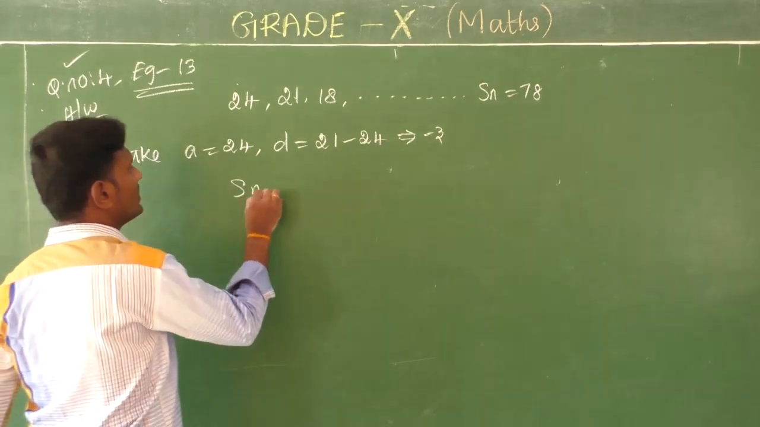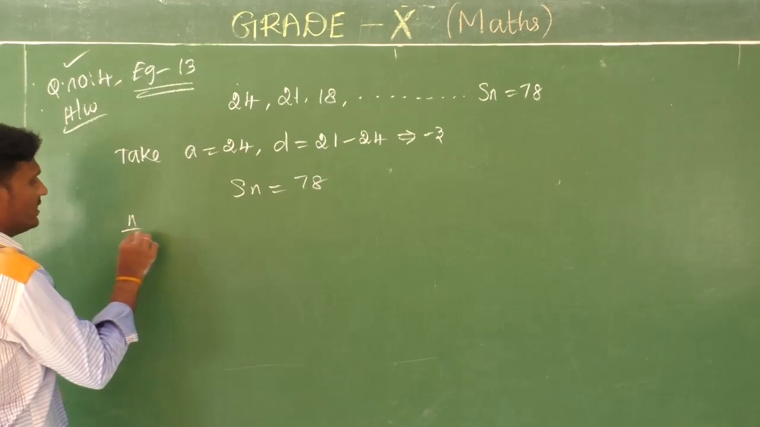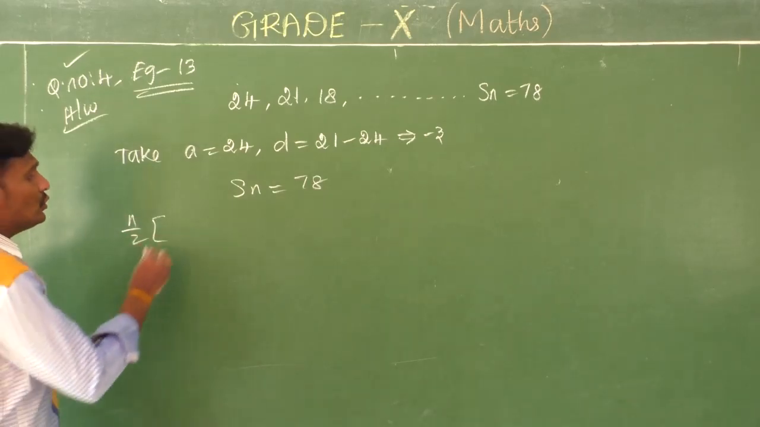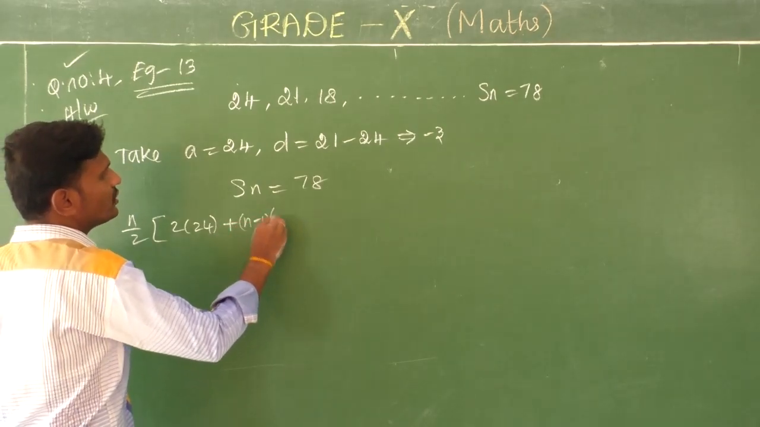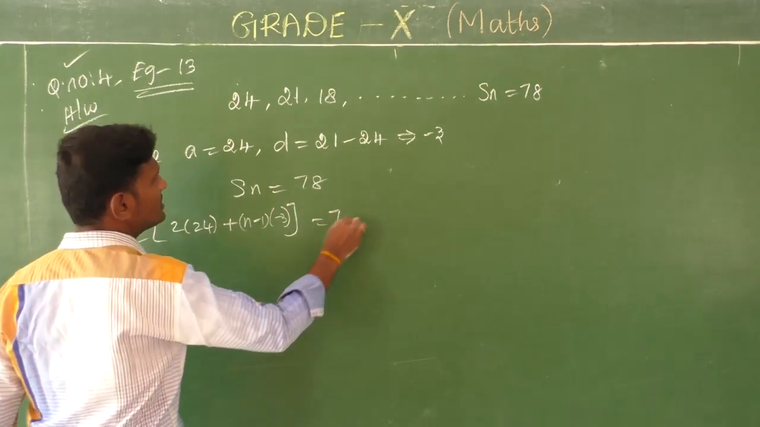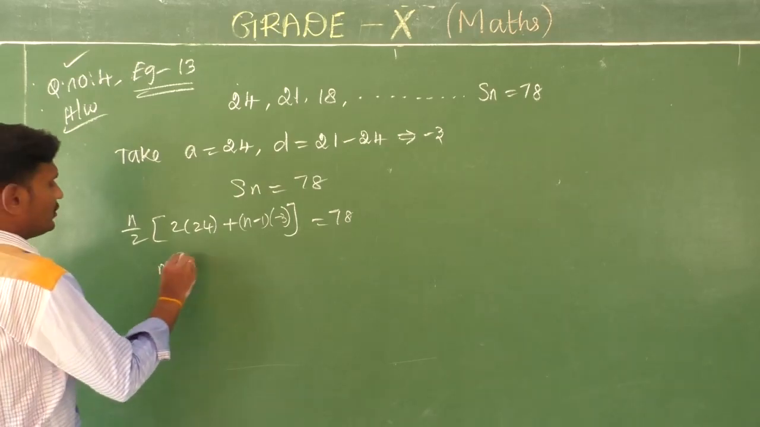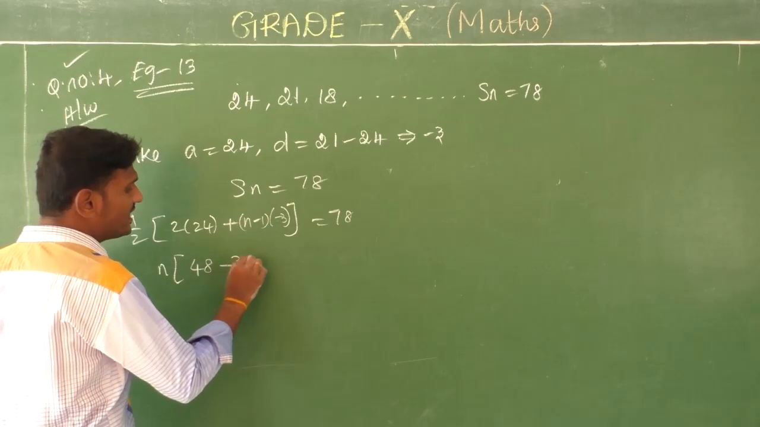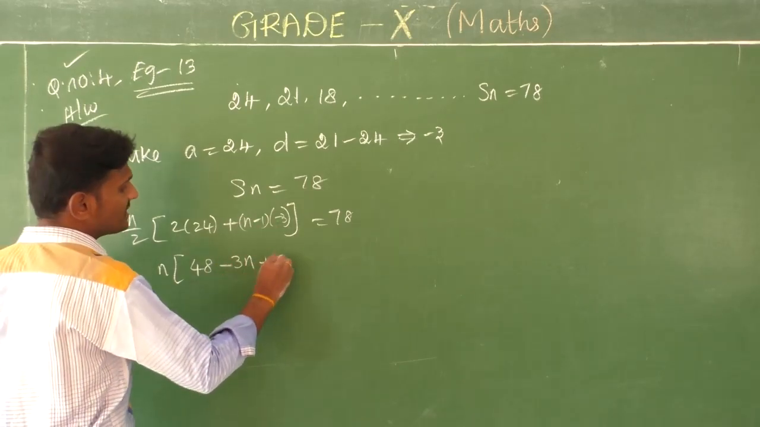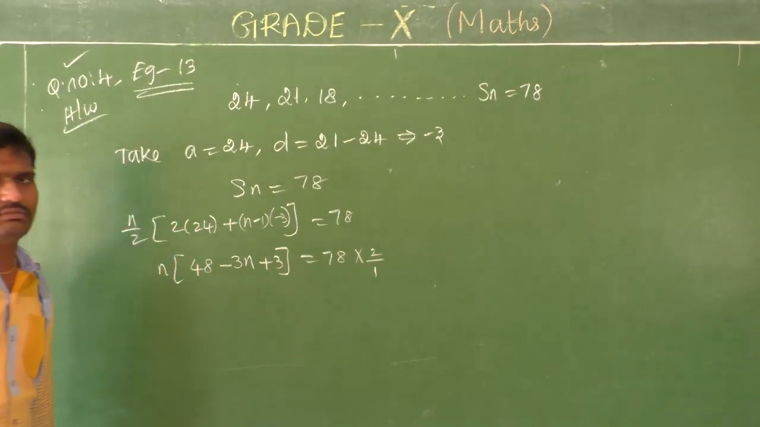So use the formula Sn equal to 78. n you don't know, so just write n. So n by 2 into 2a, so 2 into 24 plus n minus 1 into d, which is minus 3, you get 78. Now the divided by 2 we want to move to that side, so it will come as multiply. So n into 24 twos are 48 plus n minus 1 into minus 3, which is equal to 78 into 2 by 1.